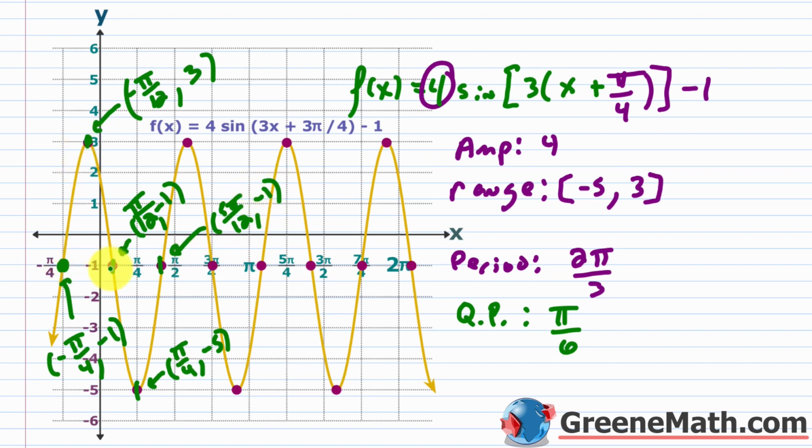So this one, this one, this one, this one, and this one. And so that's going to be one cycle or one period of this graph. Just connect these guys with a smooth sine wave, and you're basically good to go. If you want to go to the right or to the left, you're just making repetitions of that one cycle.